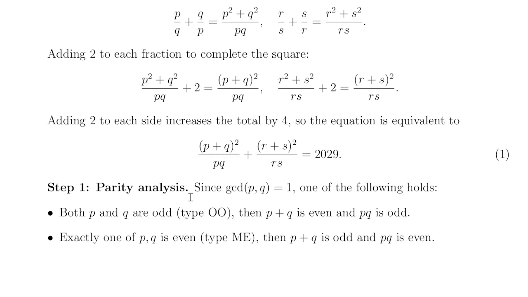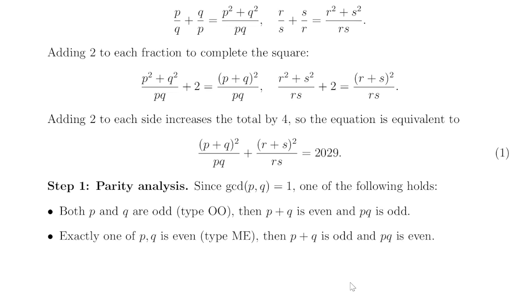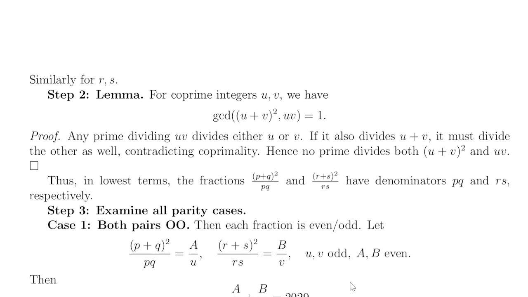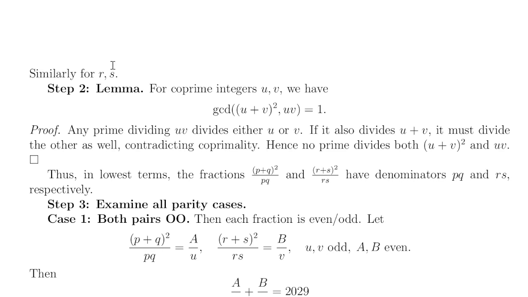Now we come to parity analysis. So we have one case where both are odd, and then we have one that is mixed. So if one is even, one is odd, then we have odd by even, or even by odd. Then we will have similarly for r and s, and then we take the combinations later.